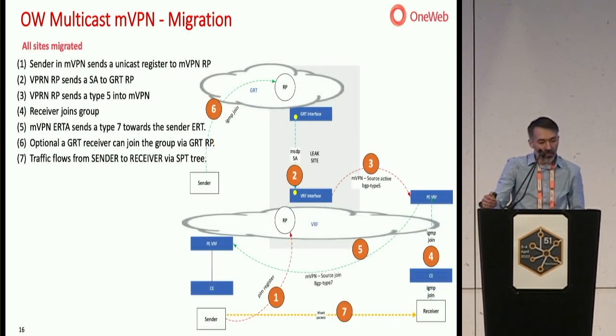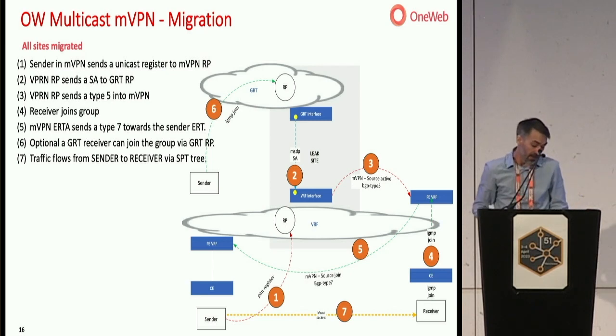So, of course, when we finish the project and all the sites are migrated, then the complexity is not that high anymore, because everything is restricted to the VPRN, to the VRF itself. We understand the messages, same type of messages. The only minus is that we don't use this leak site anymore. So MSDP is not in place anymore, and everything starts working through the VRF itself.